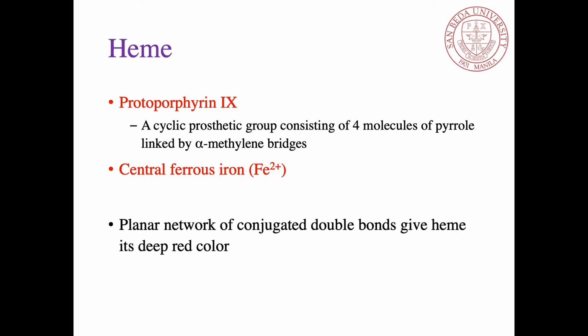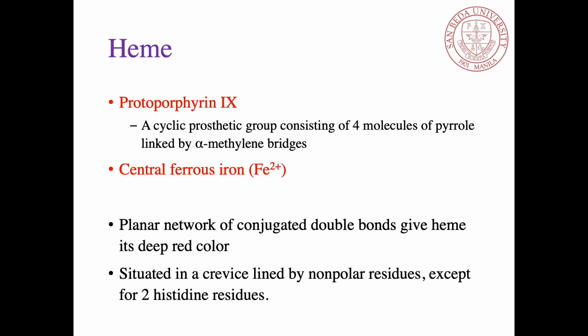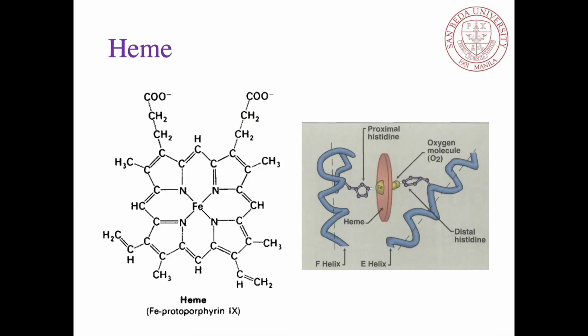The planar network of conjugated double bonds is what gives heme its deep red color. And since protoporphyrin 9 is the most nonpolar porphyrin form, it is situated in the crevice in the hemoglobin molecule that is lined by nonpolar amino acid residues, except for 2 histidine residues in said crevice. Now, here we have the structure of protoporphyrin 9 as well as a graphic representation of the nonpolar crevice in which the heme molecule is situated.